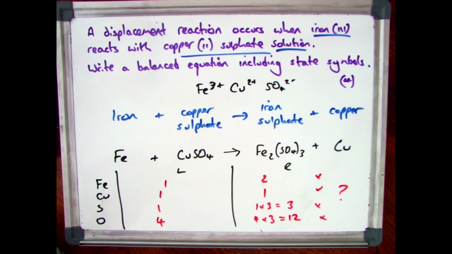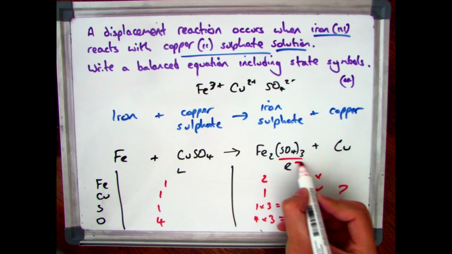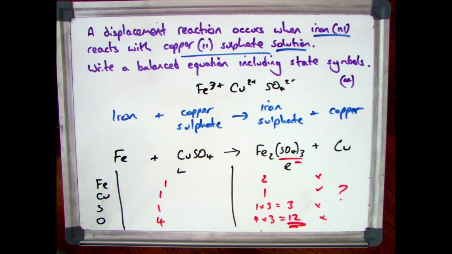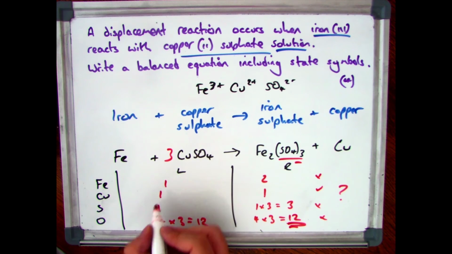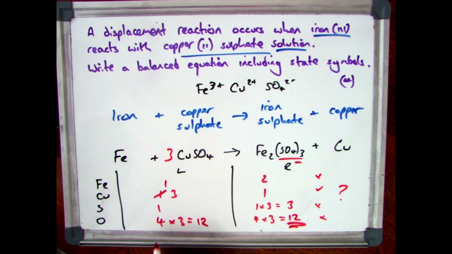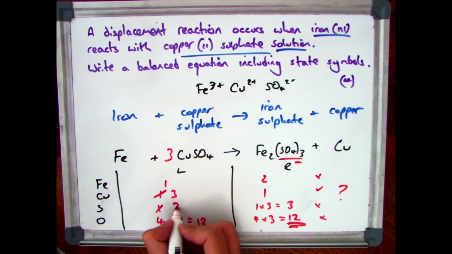Have a look at the ones that are balanced, which is just copper at the moment, and then choose one to actually balance. So let's start off with the oxygen. I've got 4 times 3, so I've got 12 on the right, so let's do that on the left. So if I've got 4, I need to times it by 3 to give me my 12 in total. That changes my copper to 3 and my sulfur to 3 as well.